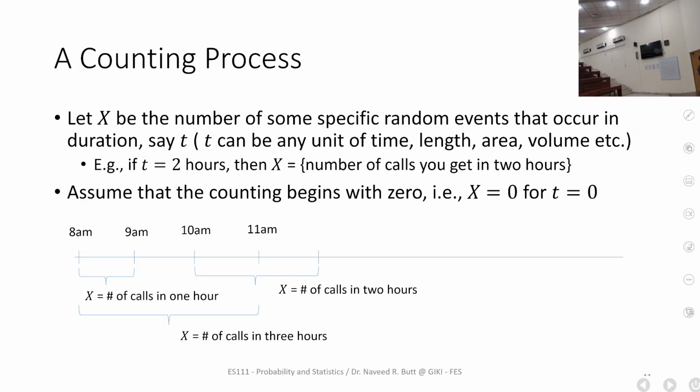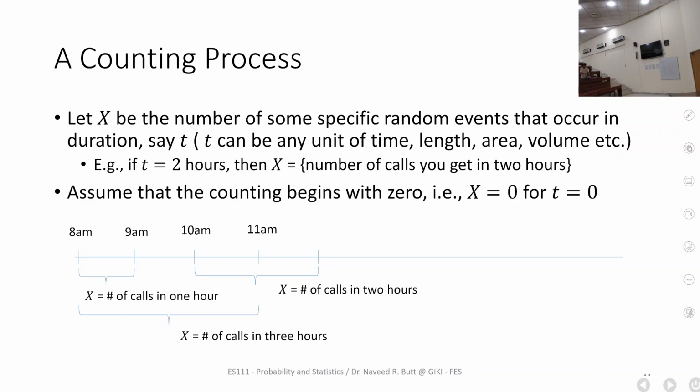First, we're going to define a counting process. So let X be the number of some specific random events that occur in duration, say T. Now T, we say duration, but it doesn't have to be. It can be length also. You bought a rod and number of defects per inch, for example. So we will say duration, time, but we're not just restricted to time. Any measurement and any interval of that measurement. For example, if T is 2 hours, then X could be number of calls you get in 2 hours.